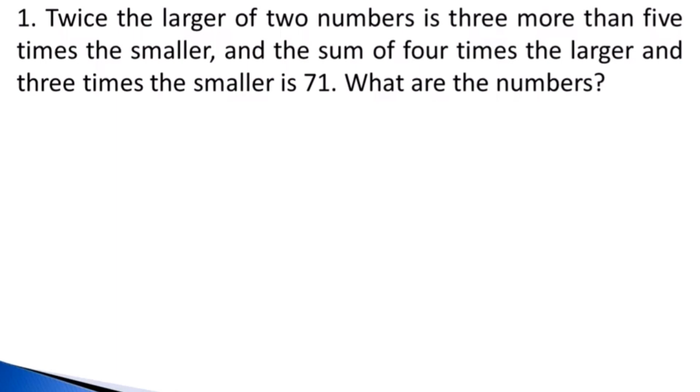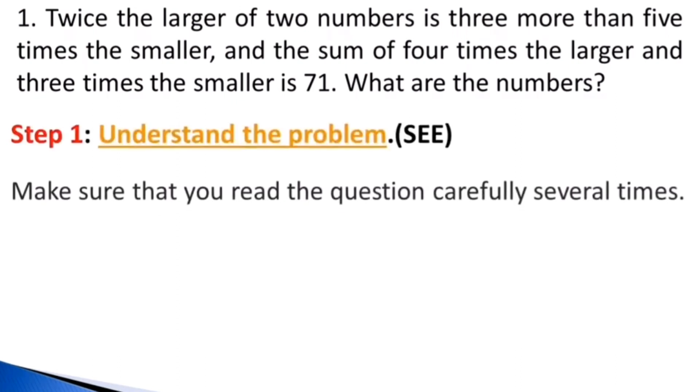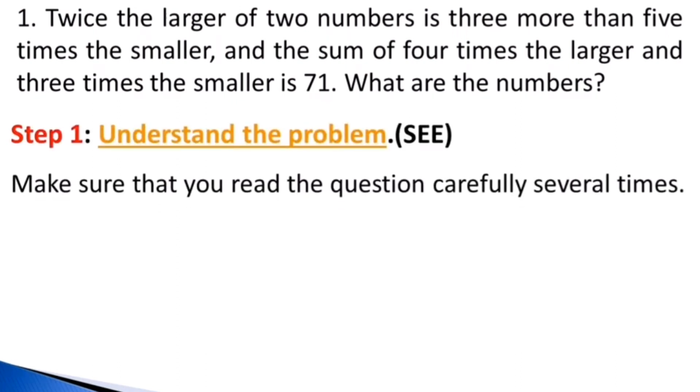Twice the larger of two numbers is 3 more than 5 times the smaller, and the sum of 4 times the larger and 3 times the smaller is 71. What are the numbers?